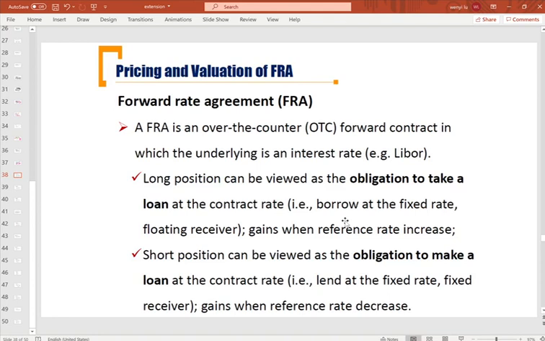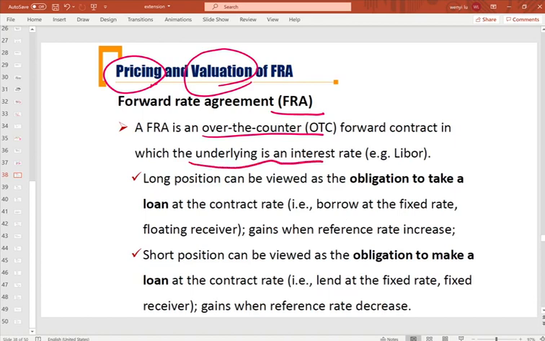So let's see some details for FRA. Forward rate agreement, that's the FRA's full name. We have two jobs for this part: one is pricing, and the other is forward valuation. FRAs are over-the-counter forward contracts, and in this contract our underlying asset is the interest rate, for example the level rate.